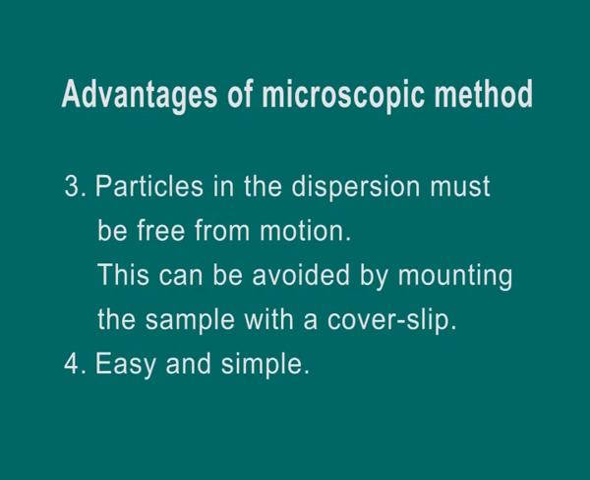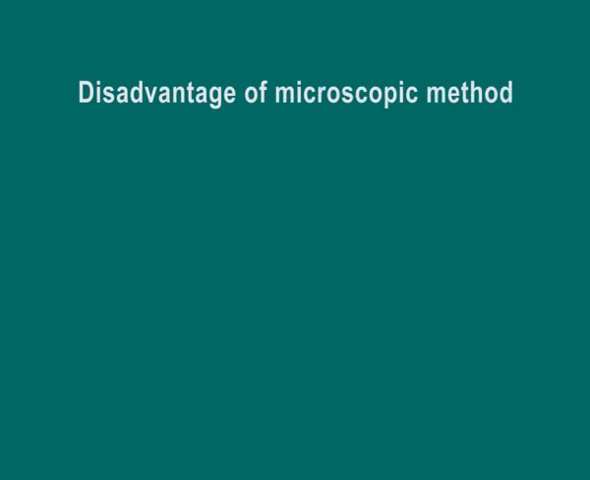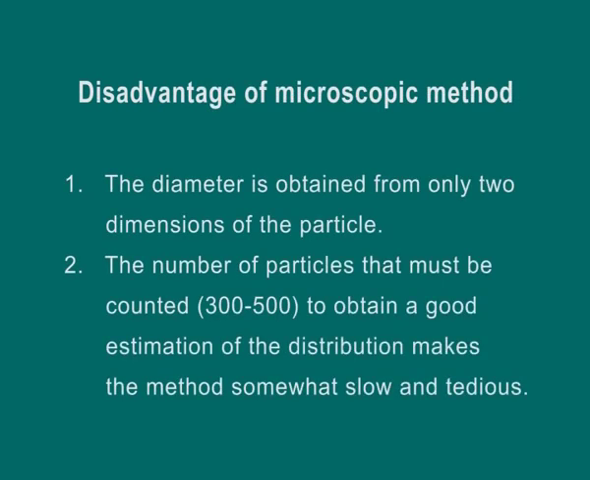The method is easy and simple. There are some disadvantages with the method, which are: the diameter is obtained from only two dimensions of the particles. The number of particles that must be counted, that is 300 to 500, to obtain a good estimation of the distribution, makes the method somewhat slow and tedious.